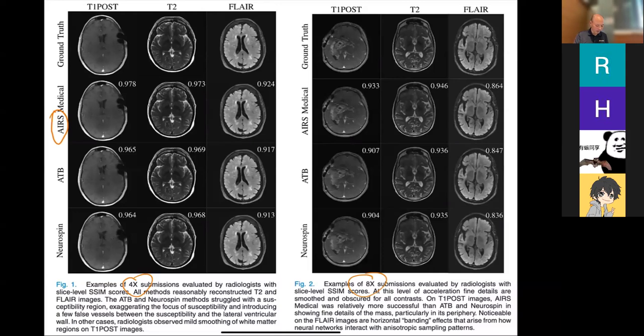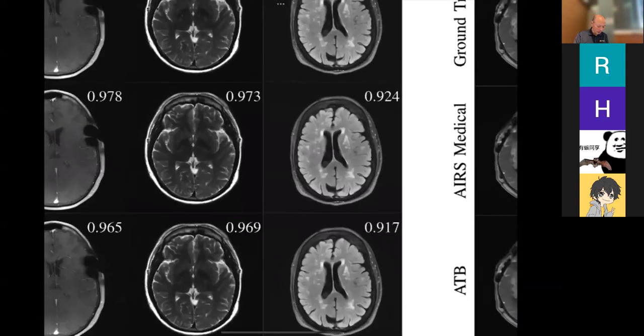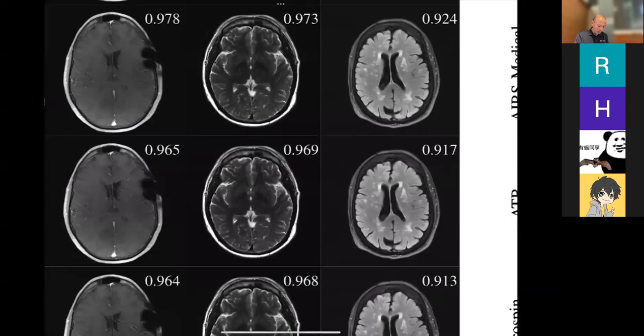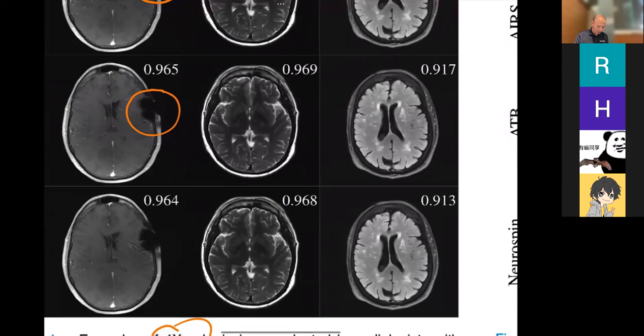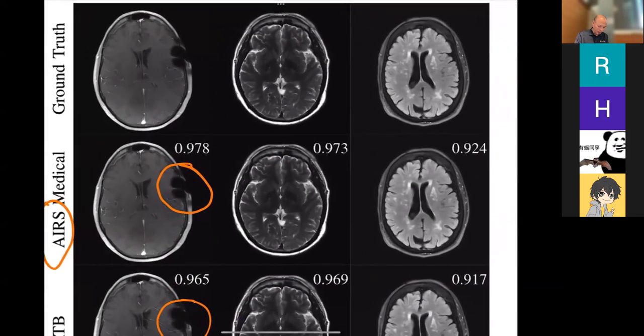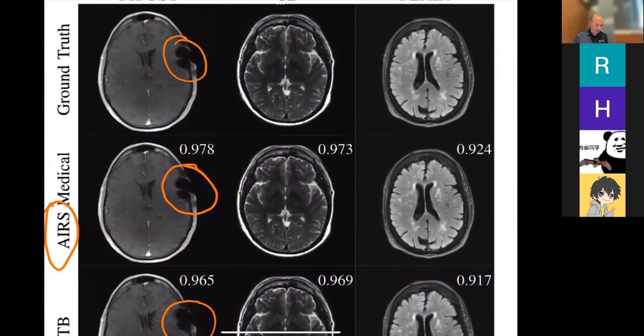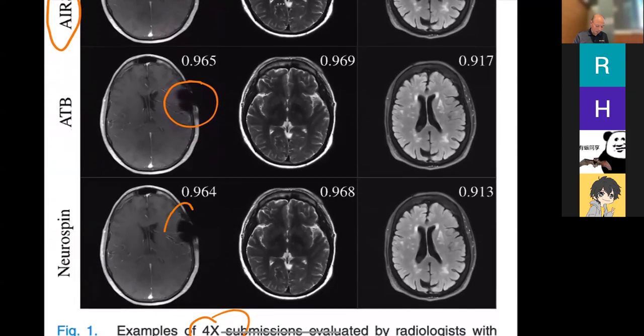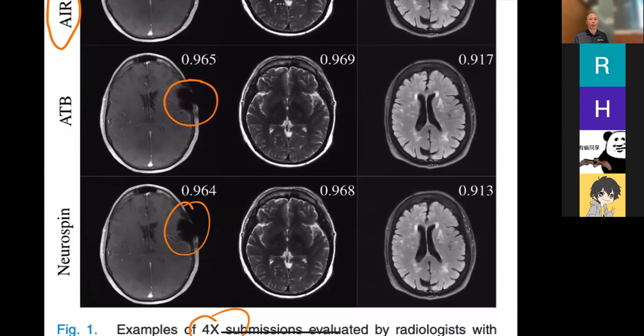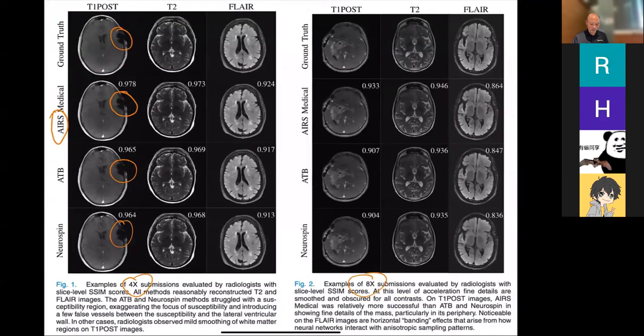If we look in here, this is what's called a susceptibility artifact, and we'll talk about what causes it later. Their recon does a very good job, not perfect. This is the ground truth, and the Ayers recon does a very good job of showing that there are two lobes, whereas these other two recons merge it into one. So there are subtle differences between the recons, and people are still working on that.